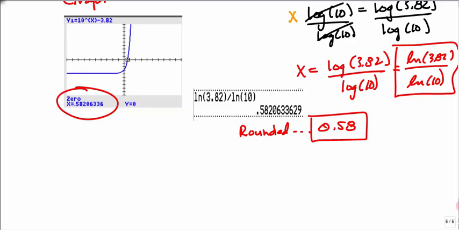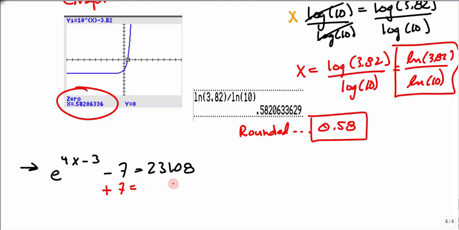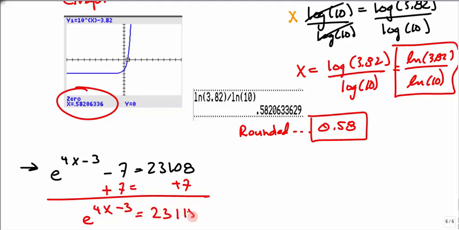Now sometimes with some of these problems you have to do some prep work ahead of time. So here we have e to the 4x minus 3 minus 7 equals 23,108. Before we can take the natural log of both sides, I need to isolate the exponent. So I'm going to add 7 to both sides. And I have e to the 4x minus 3 equals 23,115. And then I'd solve from here.